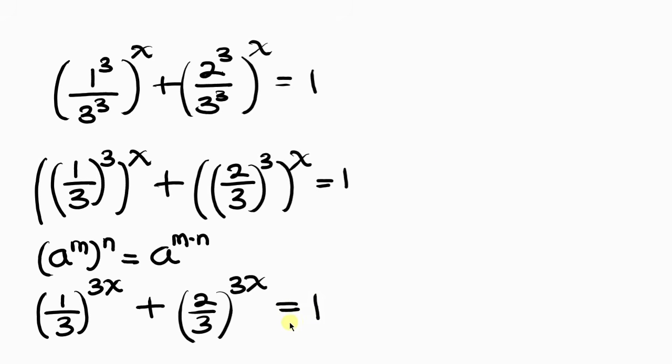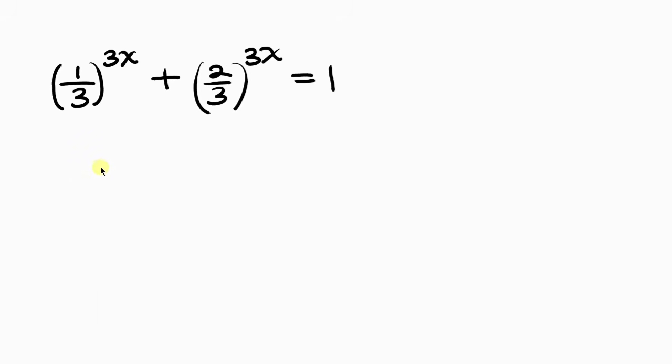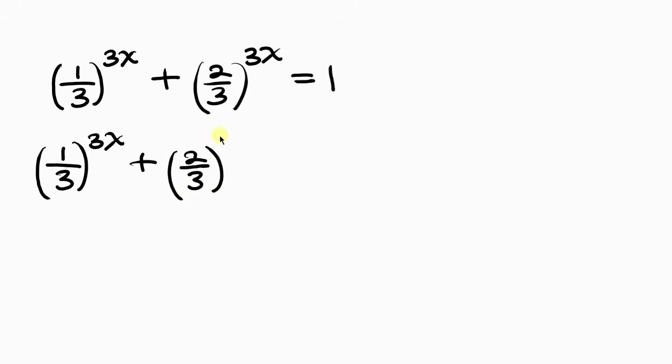Good. Now, this is where the trick happens, and this is where most students get confused. But I'm going to be simplifying everything so that we see it clearly. On the left-hand side, we have 1 all over 3 all raised to the power of 3x plus 2 all over 3 all raised to the power of 3x. This is equal to 1 here. Now notice the denominators on the left-hand side. We have 3 here. We also have 3 here.